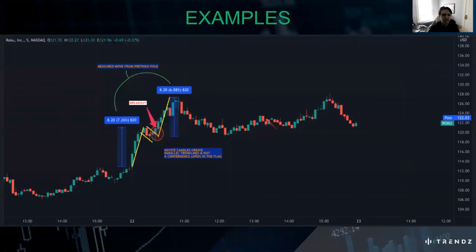Here's another good example on Roku, and this is an intraday. Note that this is a 5 minute time frame on TradingView here on Roku. So this is an intraday flag that played out, and this was a really good trade that I also took advantage of and capitalized on. This was in February, the 22nd of February actually, where we had this really nice extension. Tech was really bullish on the day on NASDAQ. You looked all around, SPY, NASDAQ, really bullish.